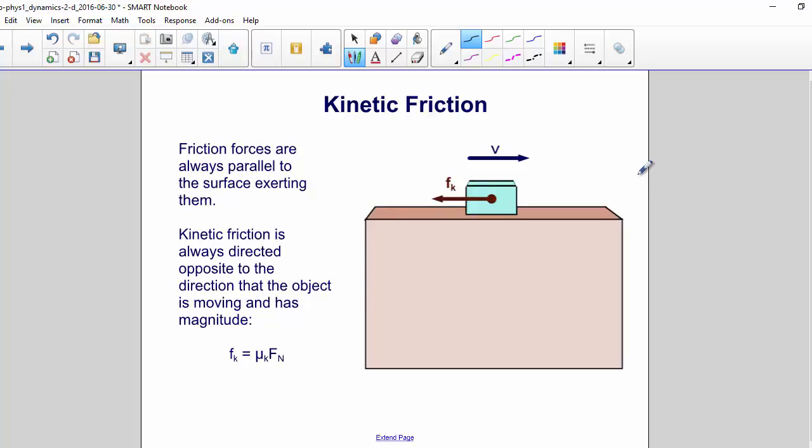Two things to note about friction. The forces are always parallel to the surface exerting them, and friction is always directed opposite to the direction that the object is moving. And it has a magnitude. Force of friction, kinetic friction, Fk, equals mu times Fn. Mu represents how rough or smooth the surfaces are, and the normal force represents how much those two surfaces are pushed together.